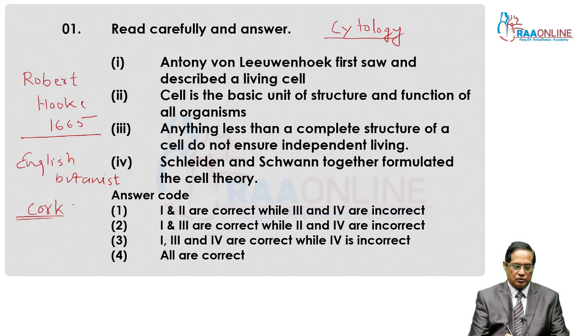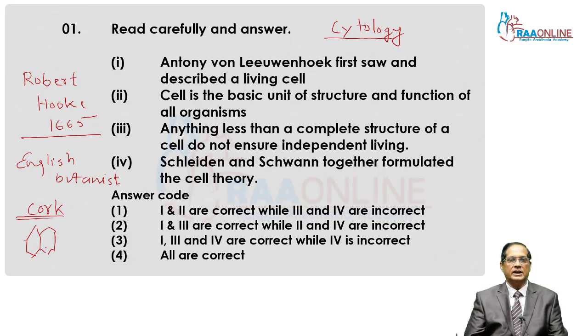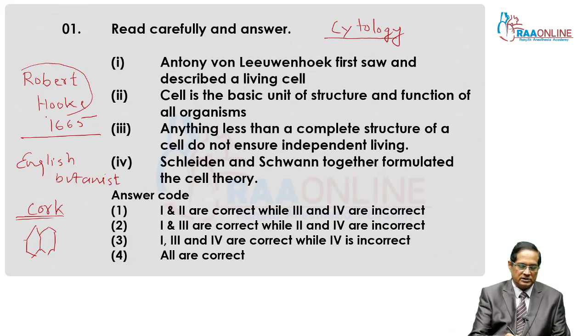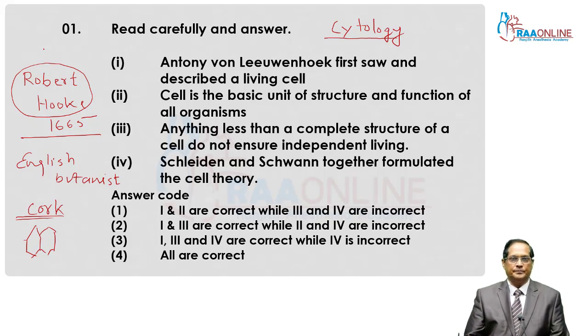Observed under the microscope, he saw honeycomb-like chambers. For those chambers there is a Latin word, cella. So the word cell is derived from the Latin word cella, and that word was also given by Robert Hooke. So as far as discovery and name are concerned, Robert Hooke discovered the cell and gave the term cell also.